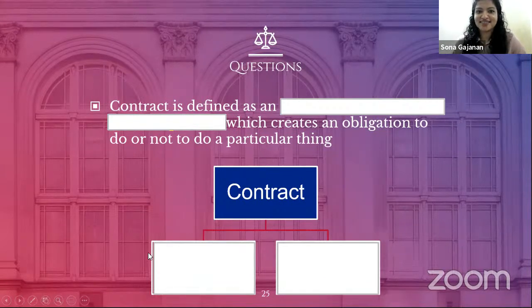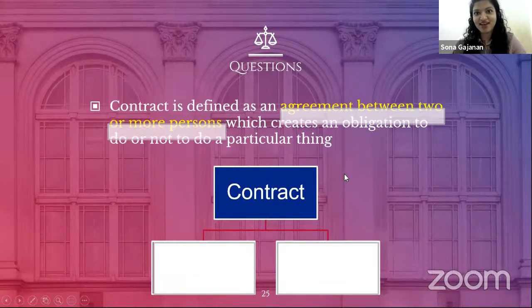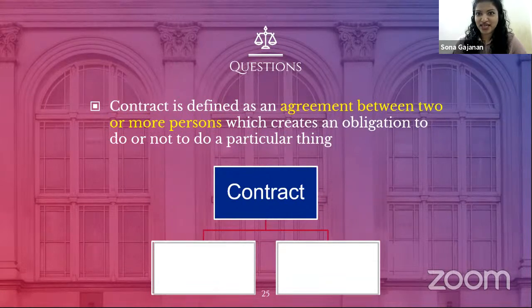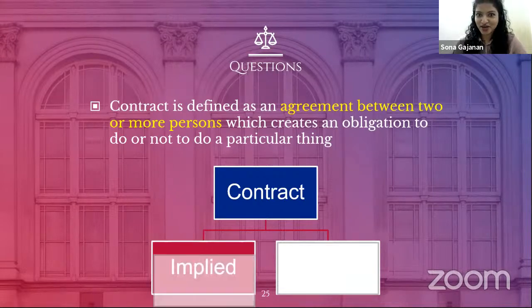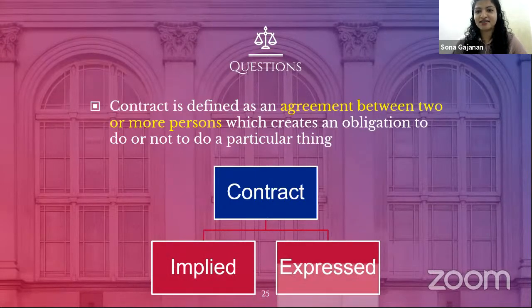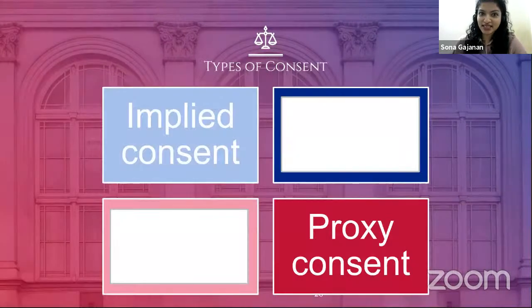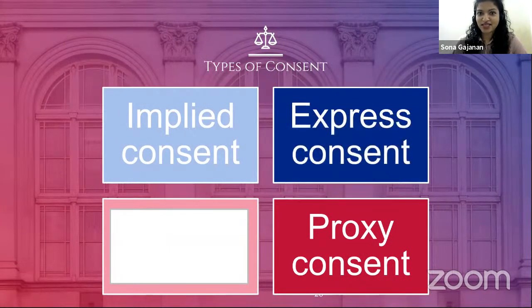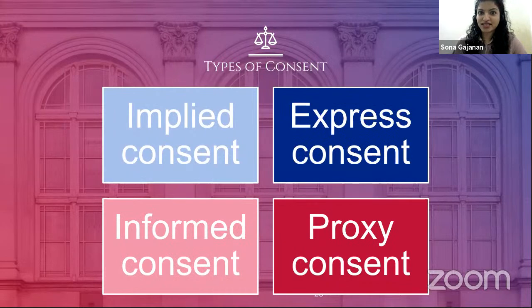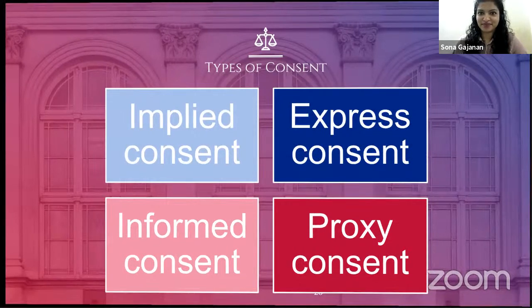Okay. Anyway, so contract is defined as, I hope you remember, an agreement between 2 or more persons, which creates an obligation to do or not do a particular thing. So contract is of 2 types. One is implied and the other is expressed. So we talked about 4 types of consent. One is implied consent, then you have express consent, informed consent, and proxy consent.